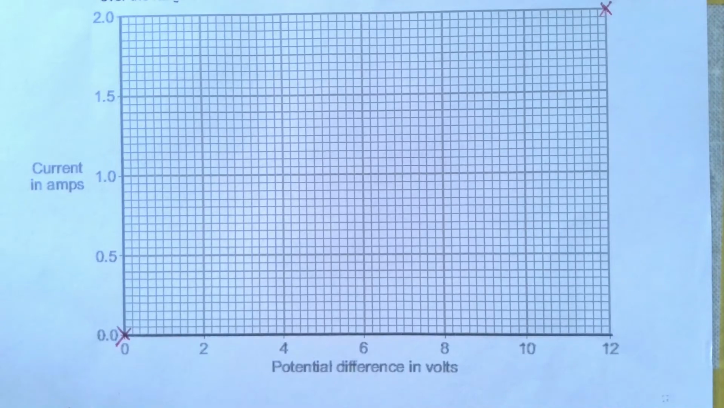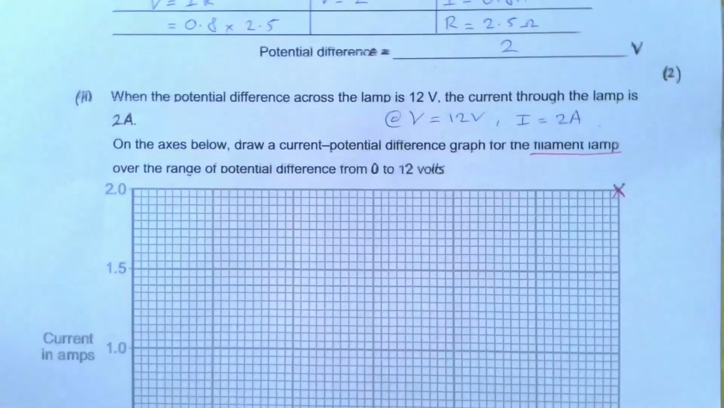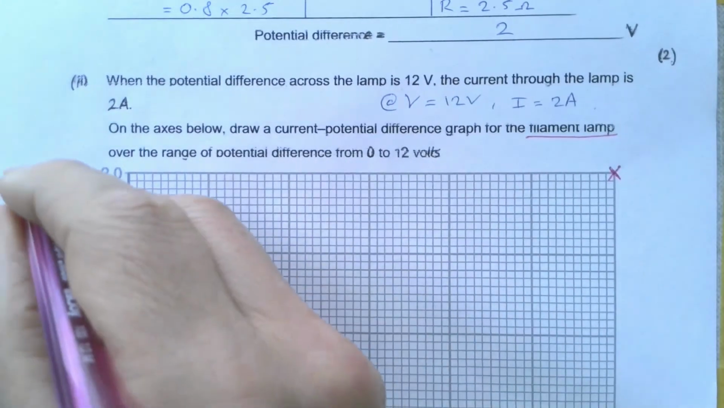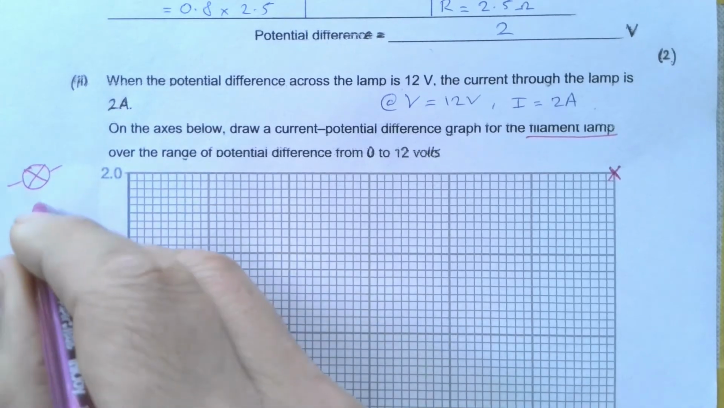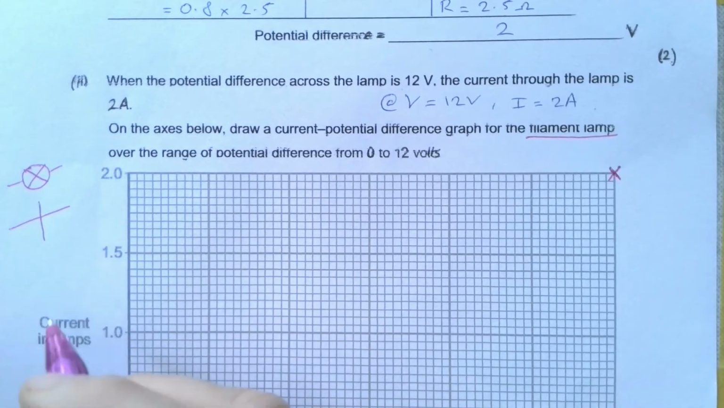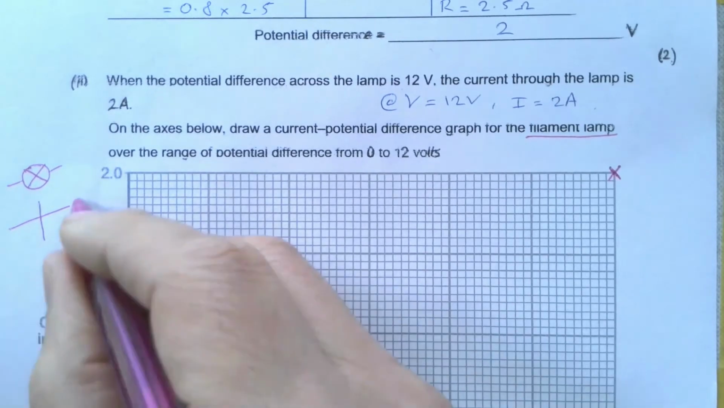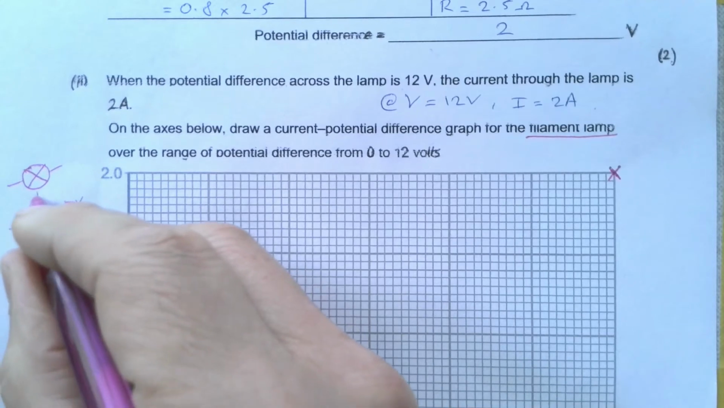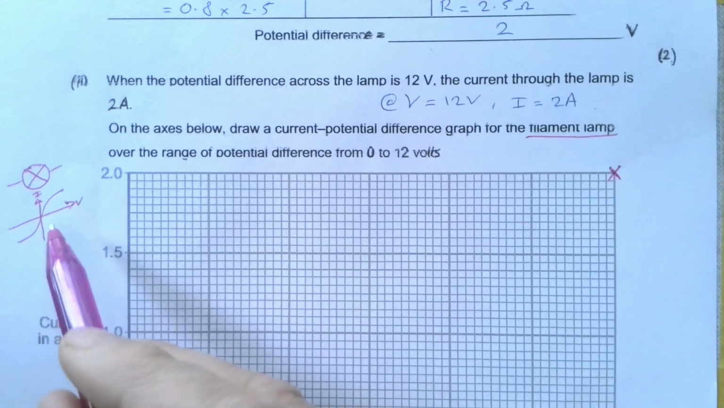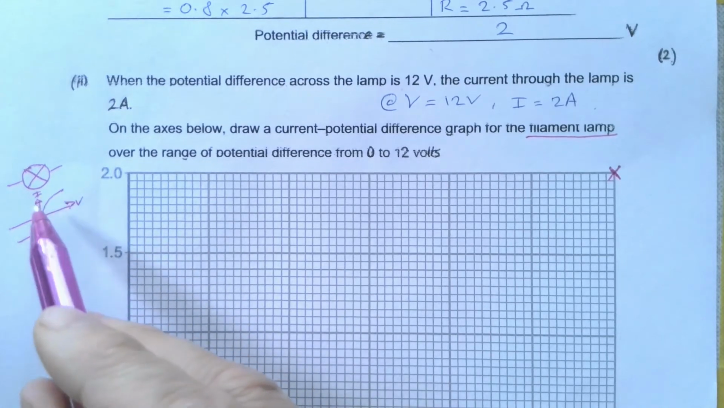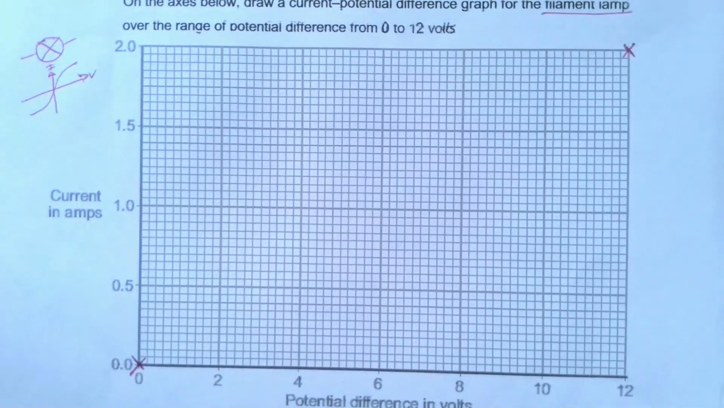Is there any other values I know? I know this is a filament lamp. So for a filament lamp, remember, the symbol is that. It's symmetrical and curved. And I know that when it gets hot the resistance changes, so the gradient of this graph changes. What I'm expecting is a graph that looks like that. It's only asking me to look at positive potential differences, so I'm expecting a curve. Right now I've got a straight line, so is there any more data?